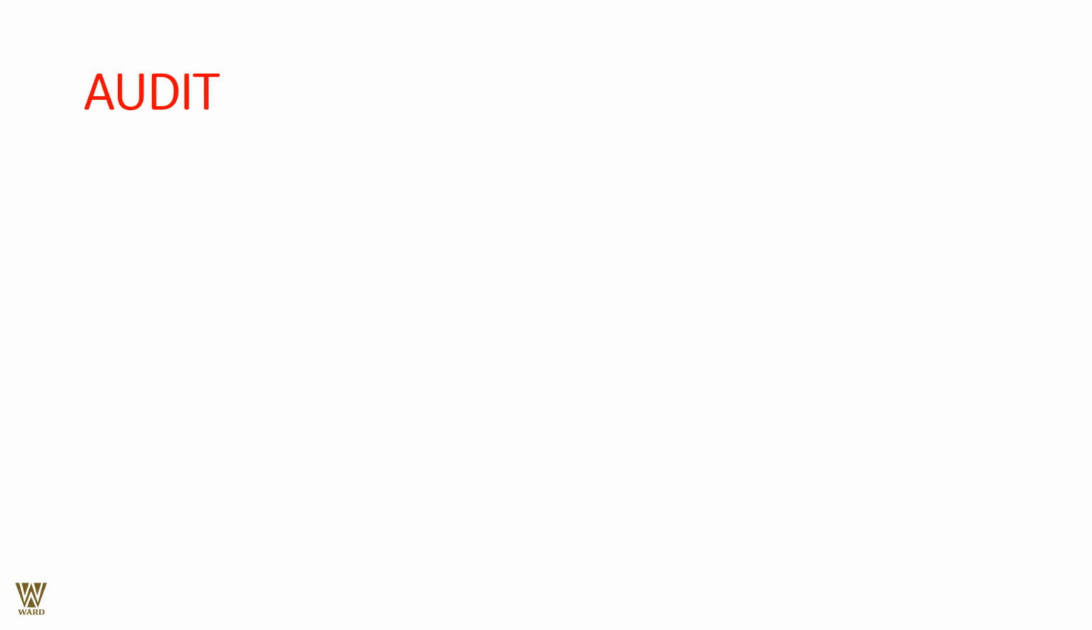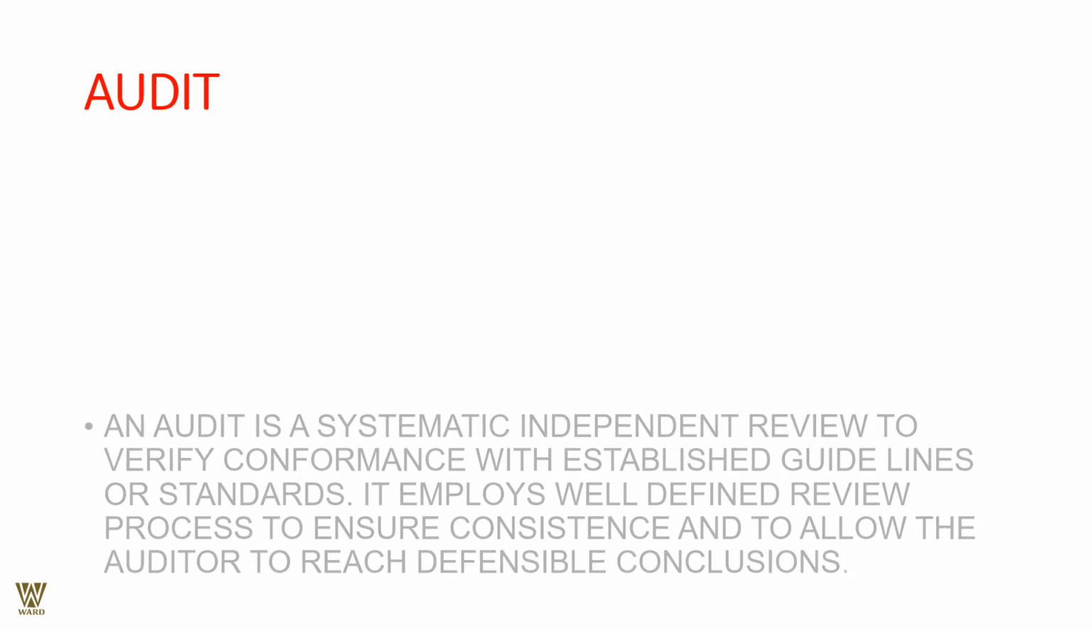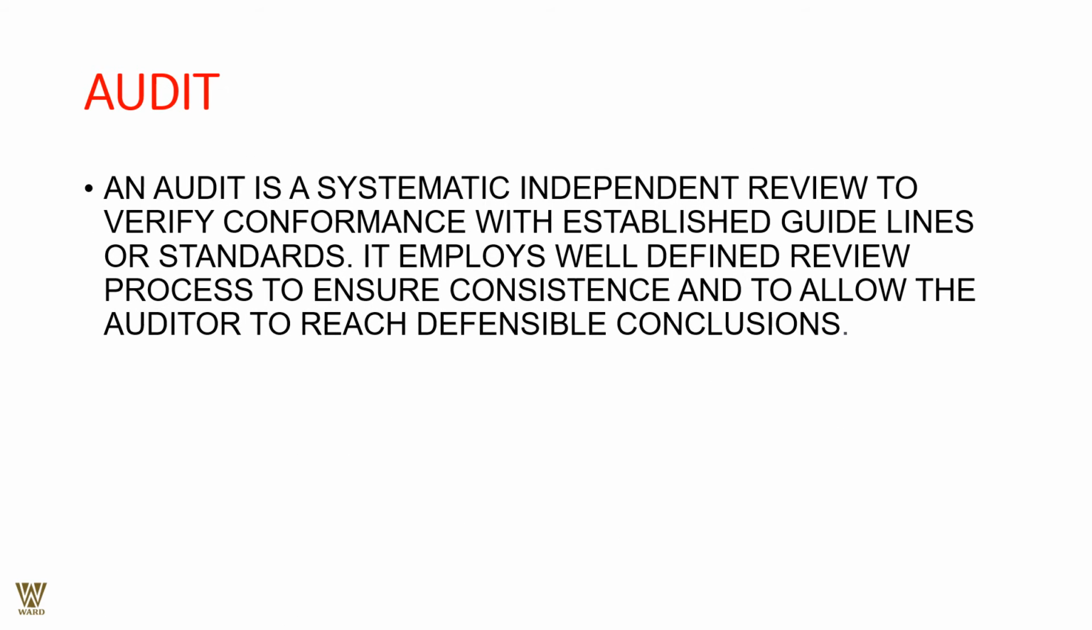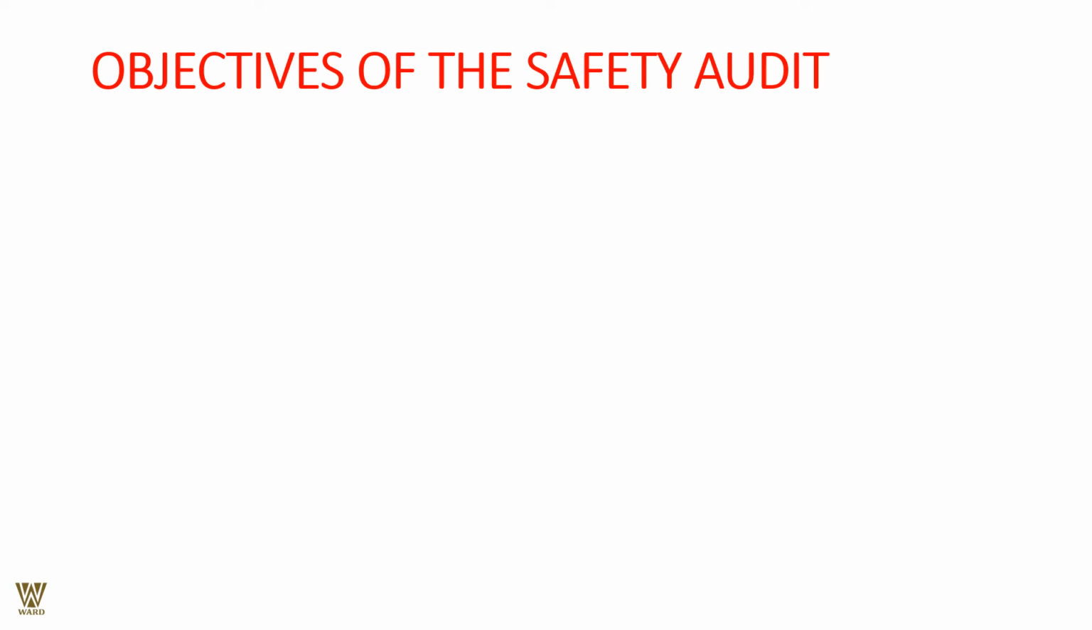Now, what is the audit? How do we go ahead with the audit? As the case might be, an audit is a systematic independent review to verify conformance with established guidelines or standards. It employs a well-defined review process to ensure consistency and to allow auditors to reach defensible conclusions. The auditors will be able to pinpoint what is going wrong, or what is working in a different fashion and not in the prescribed fashion.